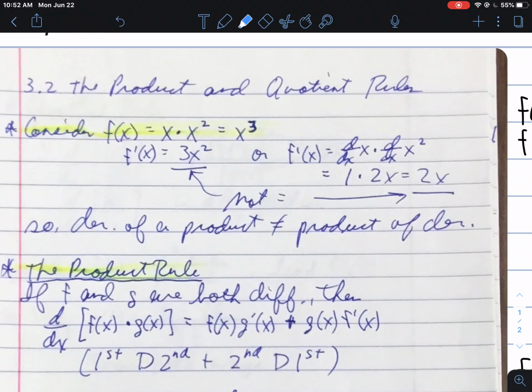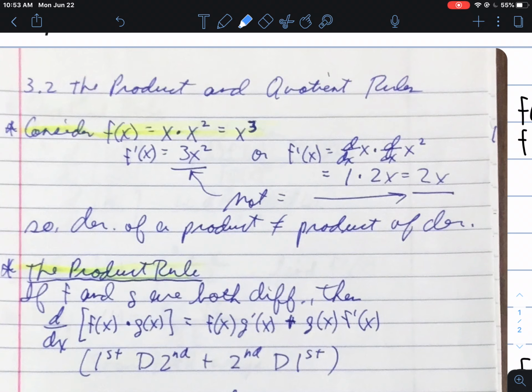All right, section 3.2, the product and quotient rules. Now, back in the previous section, we mentioned a sum and difference rule that we could use for finding the derivative of a function, which essentially allowed us to differentiate the function term by term. And that rule said that the derivative of a sum is equal to the sum of the derivatives, right? And equivalently, the derivative of a difference is equal to the difference of the derivatives, right? But we said essentially that just allowed us to differentiate term by term.